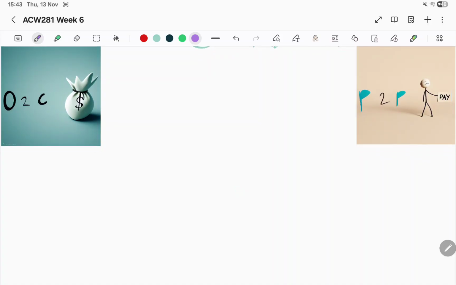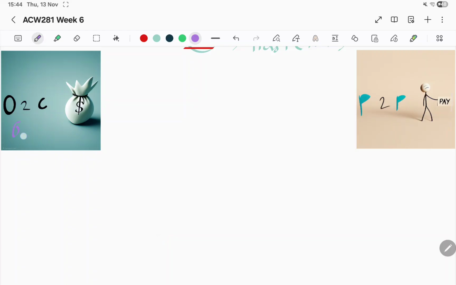Within this, we have order to cash and procure to payment, okay? Do you know what this thing is? I hope by now you know what I'm trying to say to you. It's not an alien language, like an alien term. Alien term means that when I say something to you, you will be like, huh, what is this, right? So over here is the order to cash and then procure to payment.